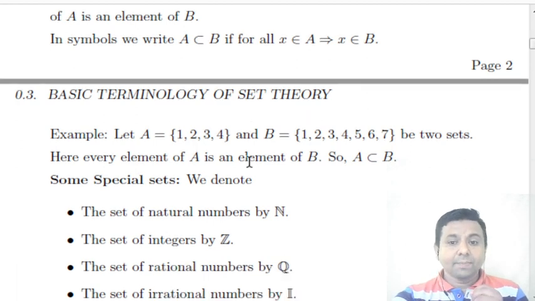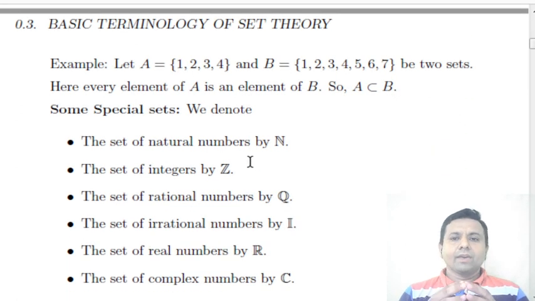Now here is an example mathematically. If A equals {1, 2, 3, 4} and B equals {1, 2, 3, 4, 5, 6, 7} are two sets, here every element of set A is an element of B. So A is a subset of B.